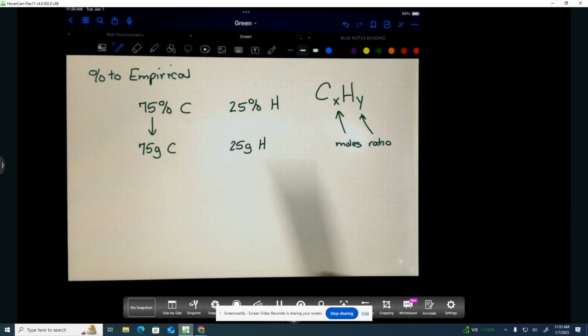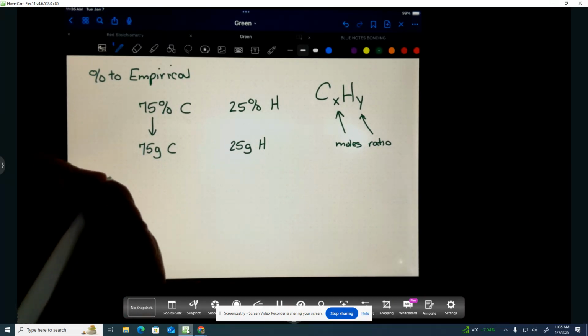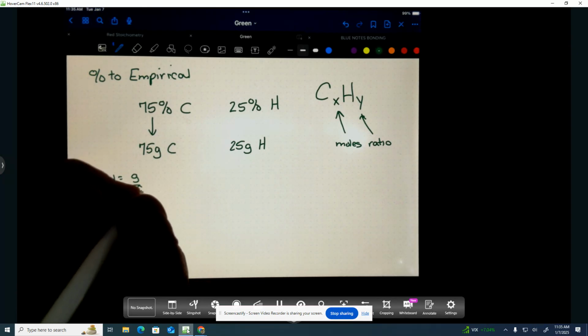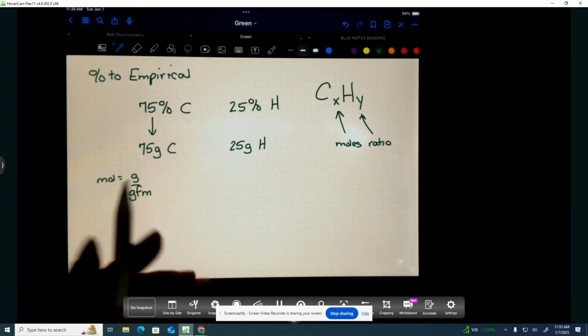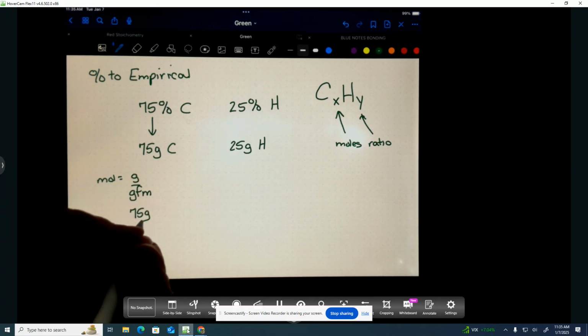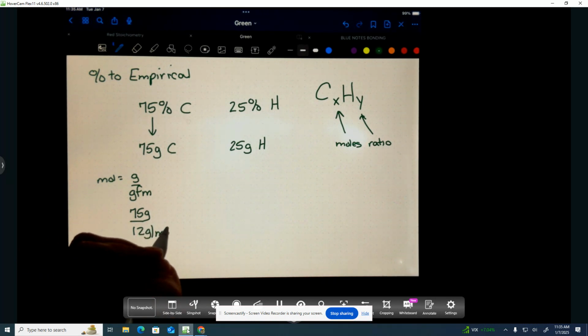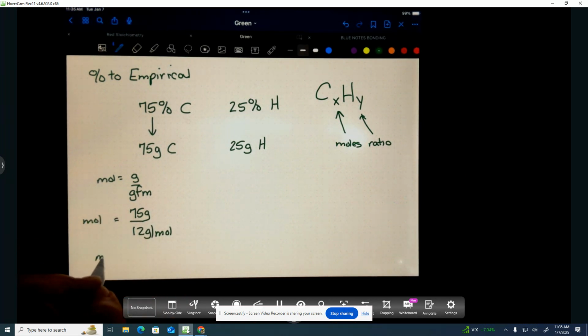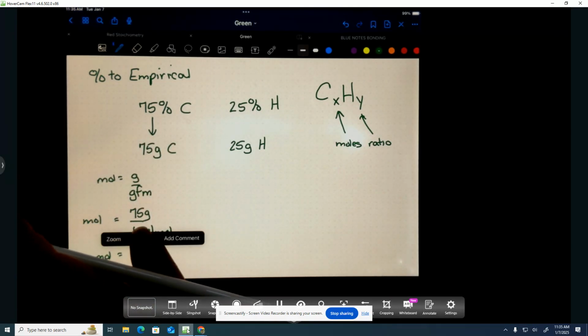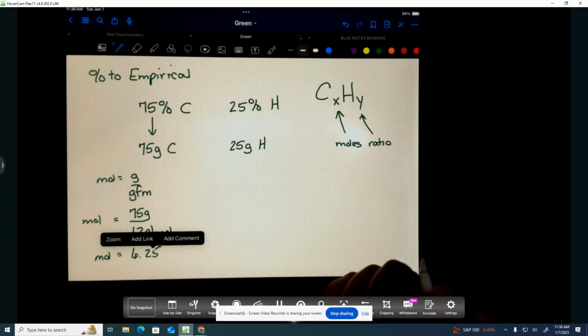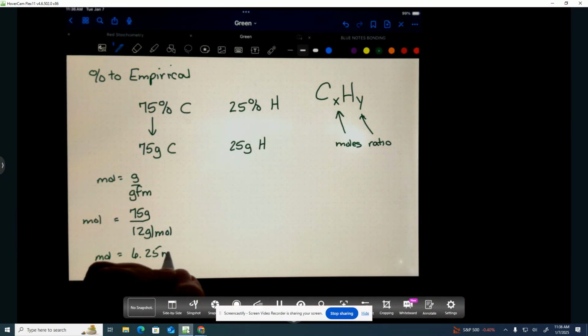How do I change grams to moles? Think back: gram formula mass. We can find moles if we have grams and we divide it by gram formula mass. Here I have 75 grams. If I divide it by the gram formula mass of carbon, which is 12 grams per mole, how many moles am I going to have? 12, yep, 6. I'm going to have 6.25 moles.